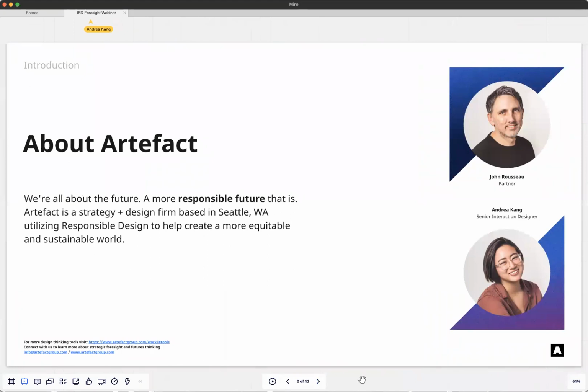My name is Andrea Kang. I'm a senior interaction designer at Artifact, working at the intersection of design and strategy, working on design envisioning and research projects to help guide clients towards purposeful outcomes and futures. So if you don't know Artifact, Artifact is a strategy and design firm based in Seattle, Washington. We are guided by our philosophy of responsible design, using strategy and human-centered design to achieve positive long-term outcomes like a more equitable and sustainable future.